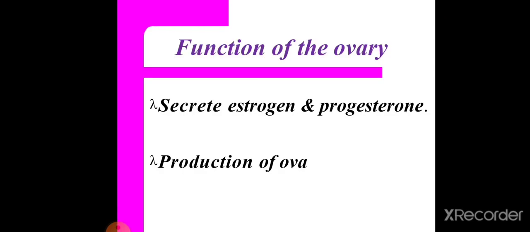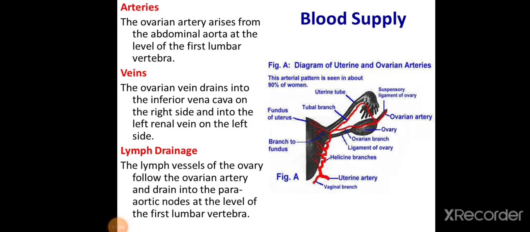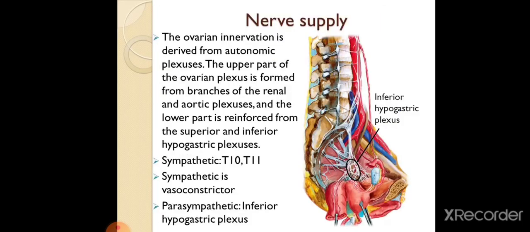Now function of the ovary. They secrete estrogen, progesterone and are responsible for the production of ova. Arteries which supply the ovary, they are ovarian artery arising from abdominal aorta directly. Veins are ovarian vein draining into inferior vena cava, and the lymphatic drainage follows the ovarian artery and drains into para-aortic group of lymph nodes at the level of L1 vertebrae.